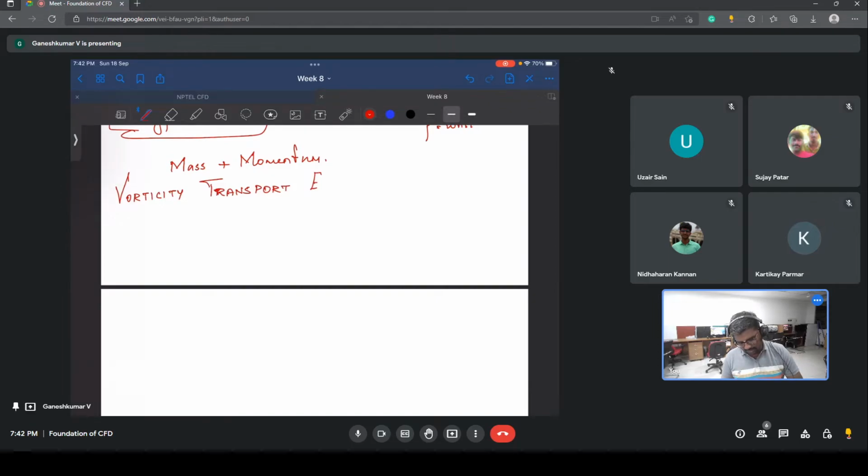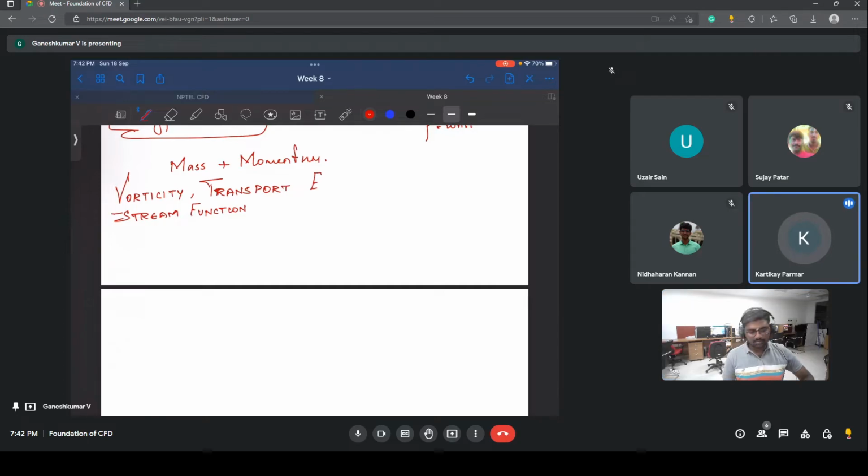Vorticity and stream function equation. Why do we have to study that equation? So basically we were telling that, Sir, I think in order to reduce the number of variables, we are using stream functions and vorticity. These terms we are using in order to reduce the number of variables which are present in the equation.